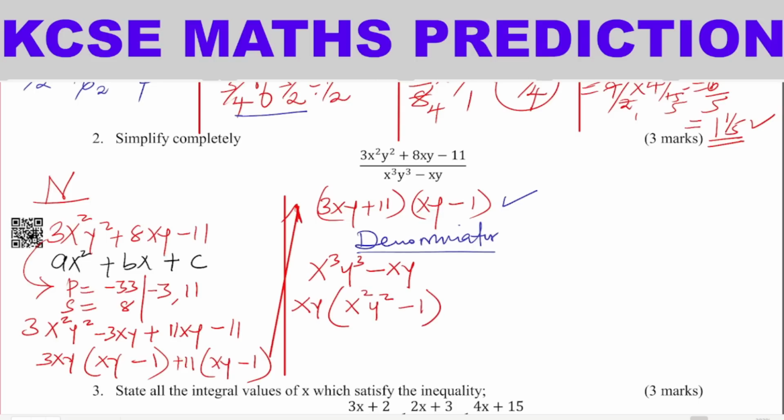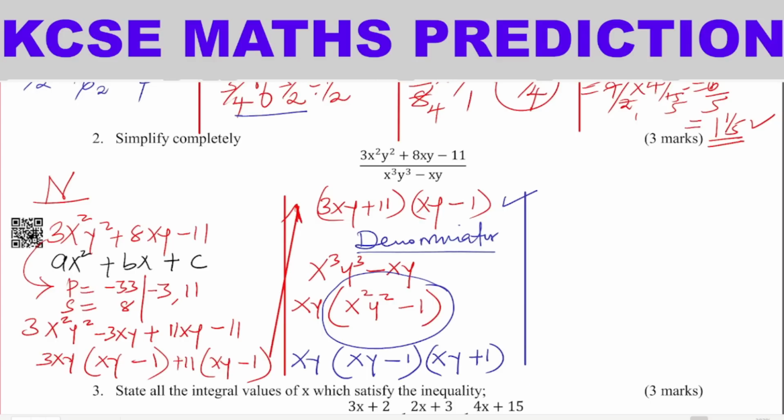Then there's something that you notice about these. x squared y squared minus 1, you can factorize that one further. That is the difference of two squares. So that you get, this is the same as xy subtract 1 multiplied by xy plus 1. That is a difference of two squares when you factorize. So therefore, you have now the numerator and the denominator.